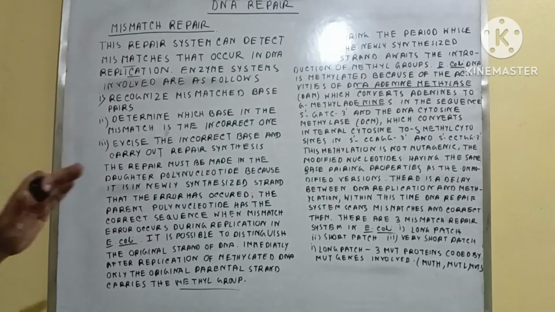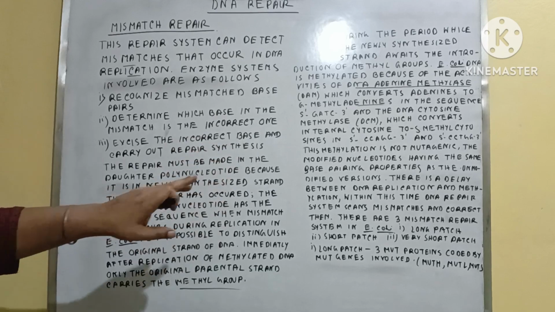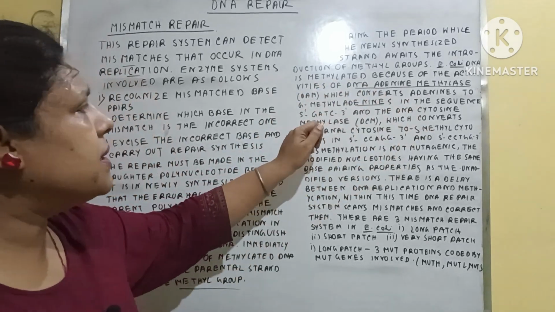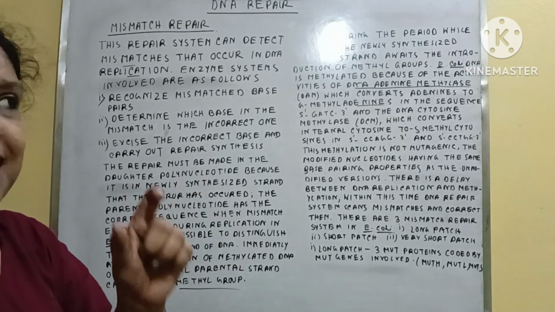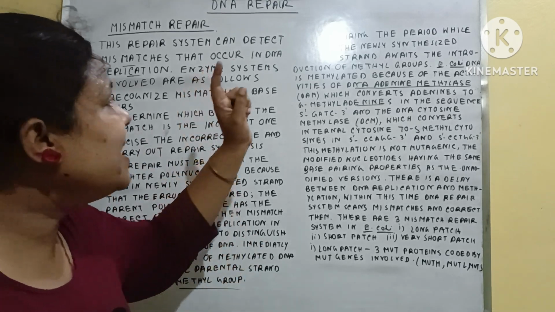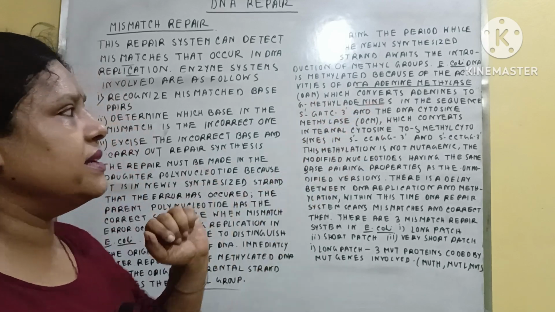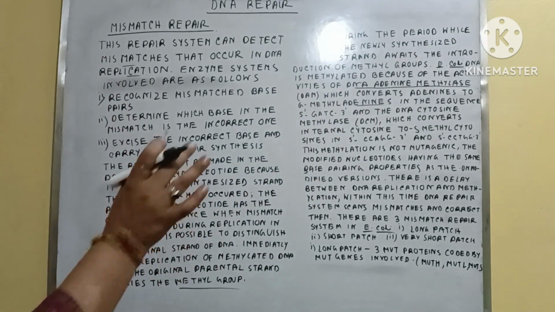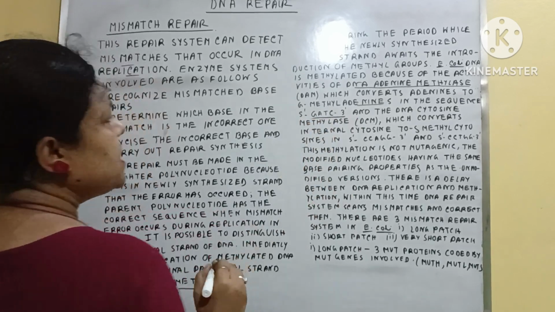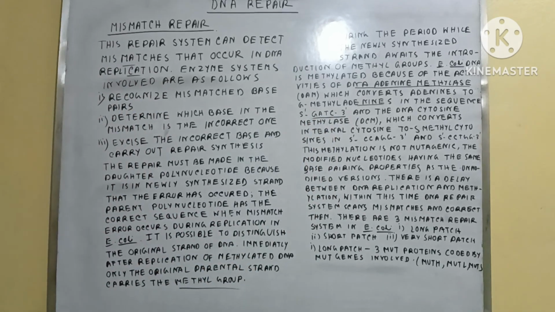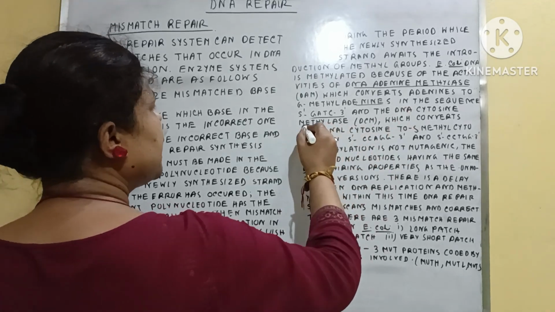So what is the function of the DNA adenine methylase? It converts adenine to methyl adenine. A, T, G, C are the nitrogen bases that are present in the DNA strand. So it converts the adenine to methyl adenine, and the sequence is 5' GATC 3'. And the DNA cytosine methylase is another enzyme.